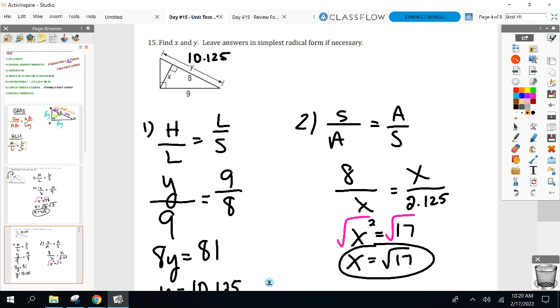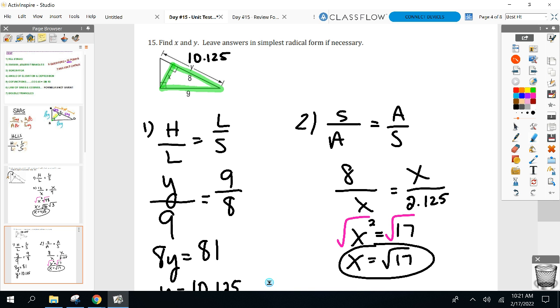Challenge question before we move on. Let's just say I totally blanked and didn't realize I could use SAS now. How else could I have found x? I totally didn't realize I could use SAS. But there's still another way if you forgot to use SAS. Pythagorean Theorem. Look, everyone see this right triangle right here?